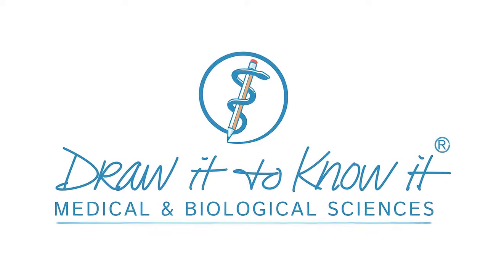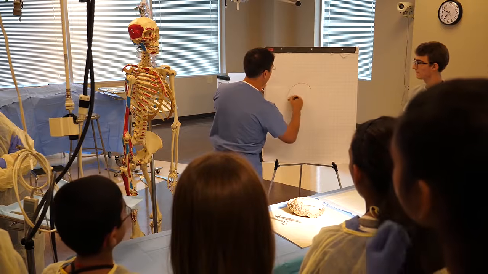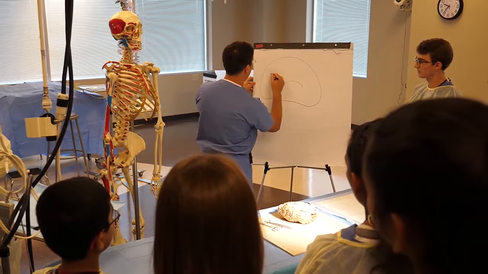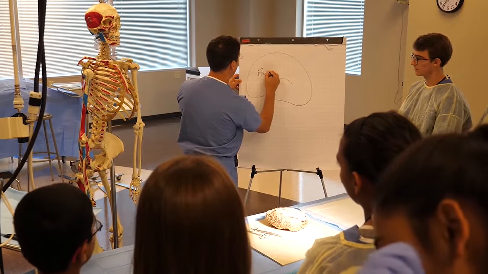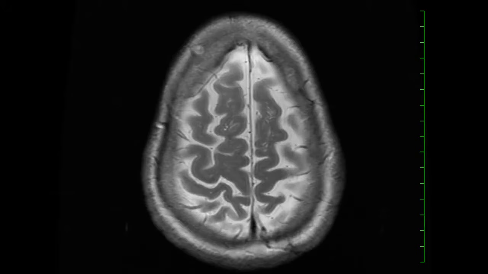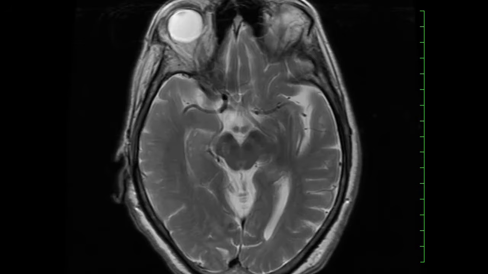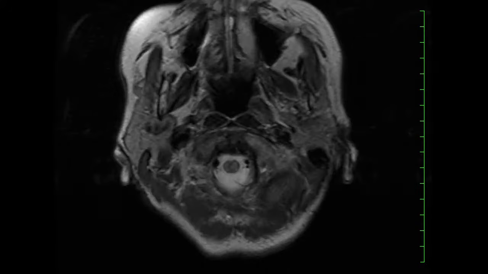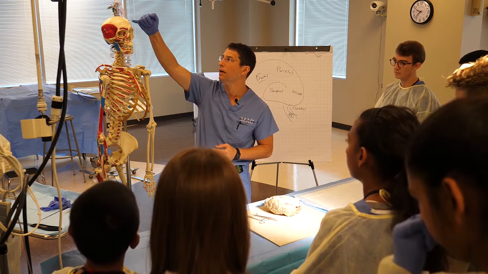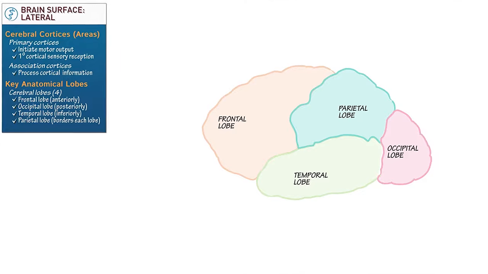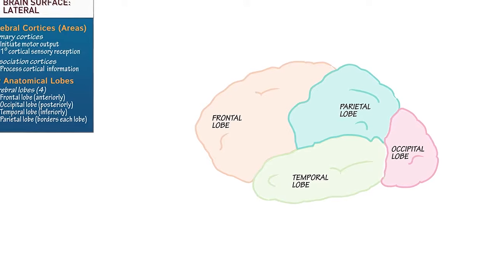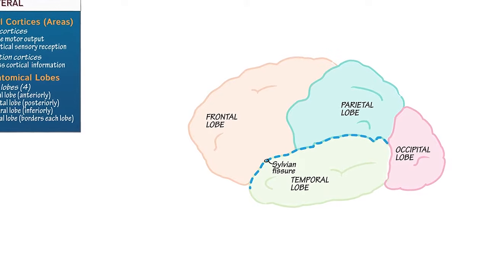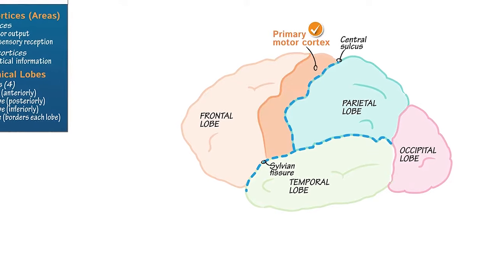So with Draw to Know It, you learn how to draw out a structure. That gives you an internal schema. And then when you face the structure itself, be it a cadaveric section or an MRI that you're scrolling through, you can now locate what you're looking for in an intellectual way. You have an internal compass. That's the beauty of this process.